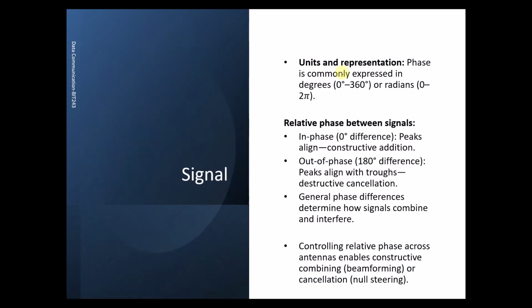So, as I've mentioned earlier on, the unit for measuring the phase of a signal is degrees, and it's between 0 to 360 degrees. And then in radians, it's between 0 to 2 pi. We say relative phase between signals. We are saying that if signals are in phase, if the difference between two signals is 0 degrees, then the peaks will align and the signal will have constructive addition.